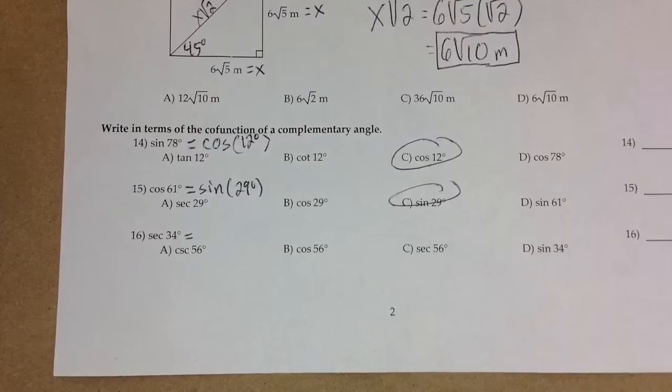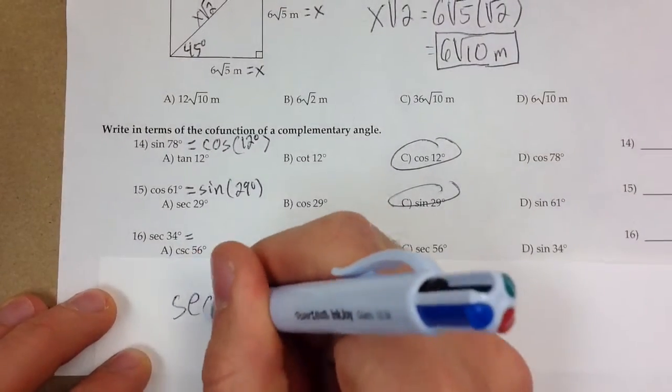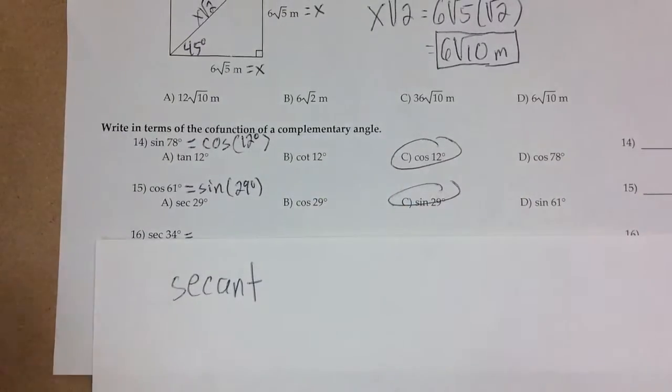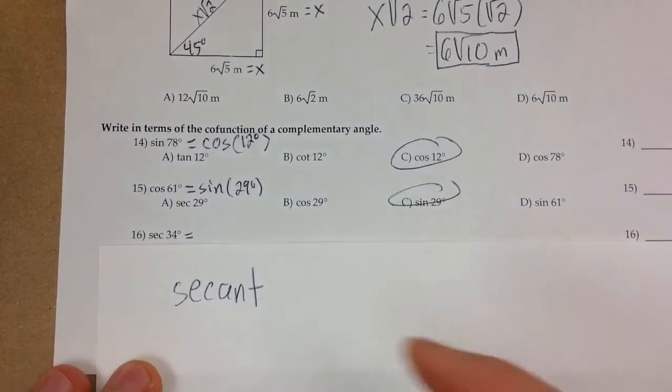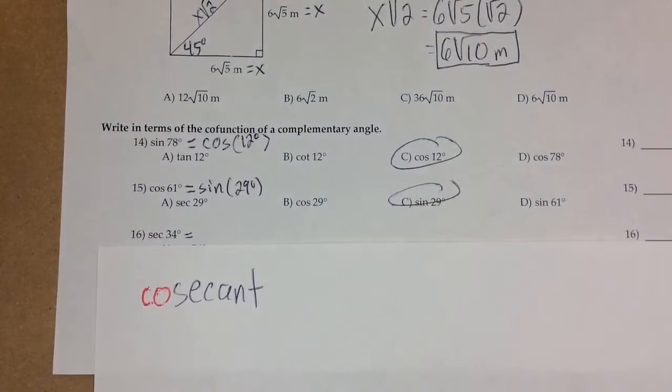So to be clearer, we have this word secant. Put a co in front of the word, and then you have its cofunction. So cosecant is secant's cofunction, or it's the secant of the angle's complement. The CO is the key.